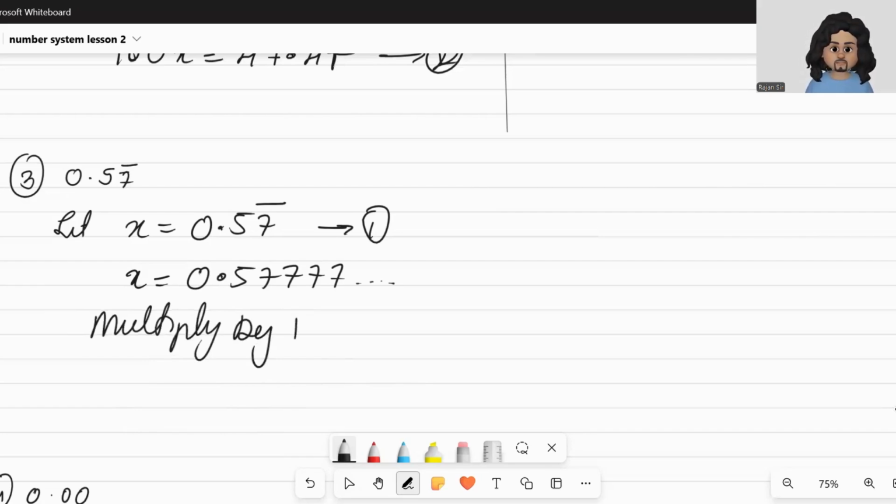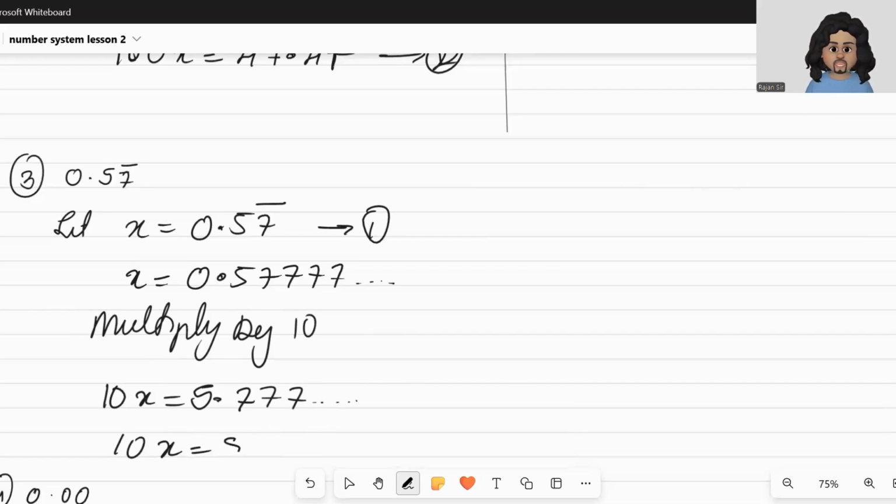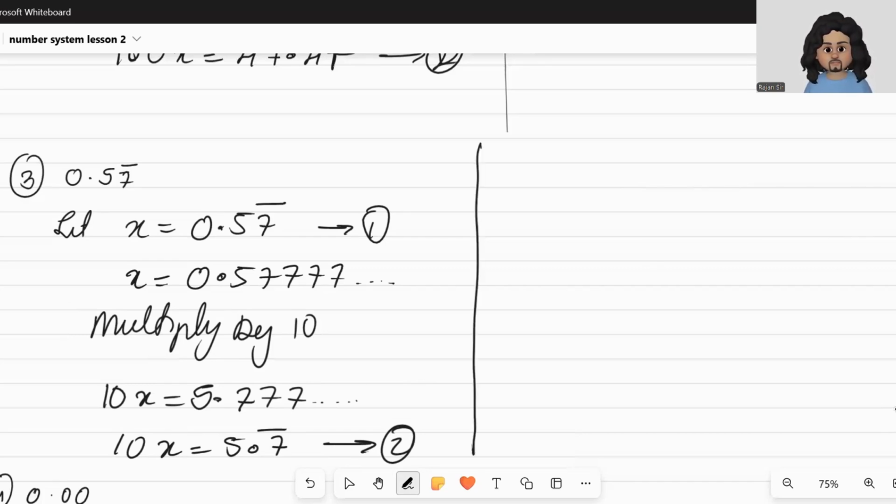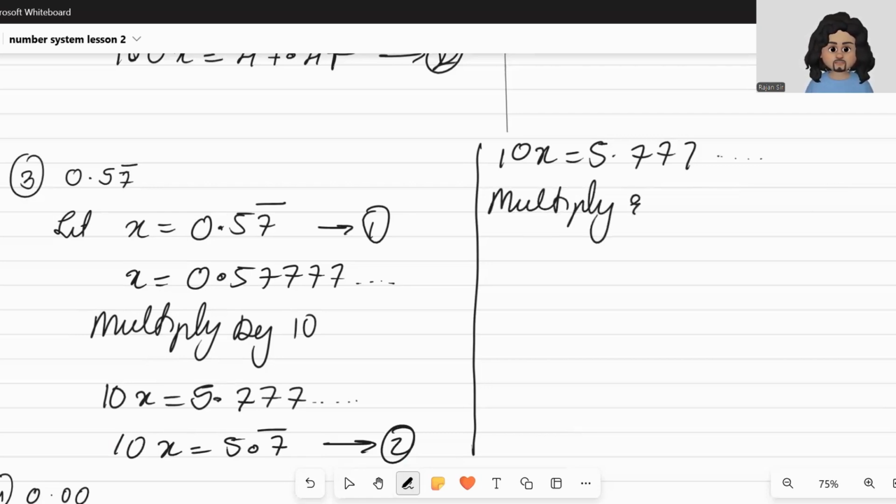Multiply by 10. So you must be asking why not 100? Because we have only the bar on the 7th part, on the 1 digit. So basically you multiply by 10. So you understand we have 10x is equal to shifting the point from here to here. We have 5.7, 7 and 7 continuously. So this you can write in short form as 10x. Wait a second. 10x equals to 5.7 bar. Now take this equation as equation number 2. Now from here you multiply. So equation 2 can be written as 5.777 and so on. So multiply again. Understood this part.